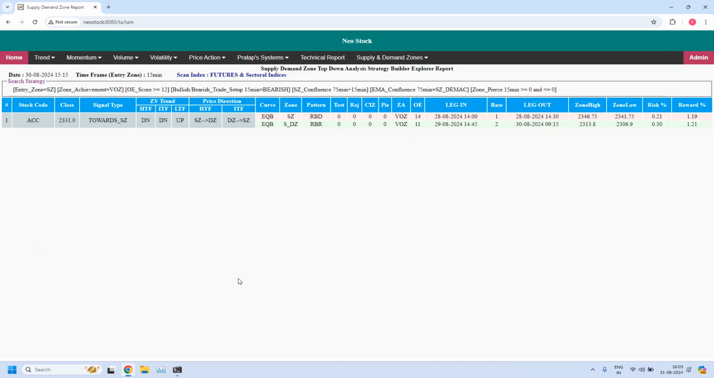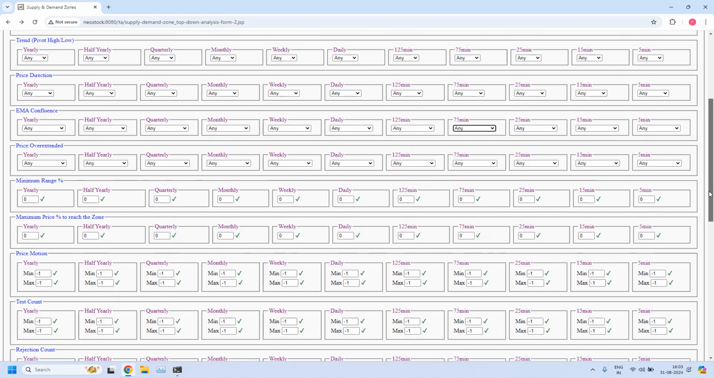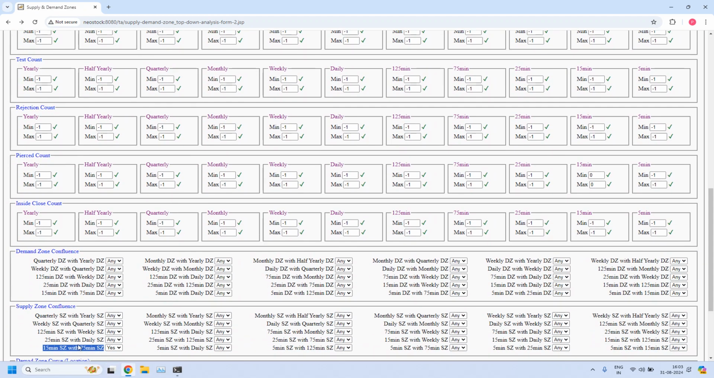Okay, fine. Now let's verify if this supply zone is having LTF, ITF, HTF confluence. Before that, this is a high probability setup. So for LTF, ITF, HTF confluence, I need to remove EMA filter. Now in the supply zone confluence, already 15 minutes supply zone 75 is enabled. Next 15 minutes supply zone with the daily is also I am enabling, and 75 minutes supply with the daily is also I am enabling.